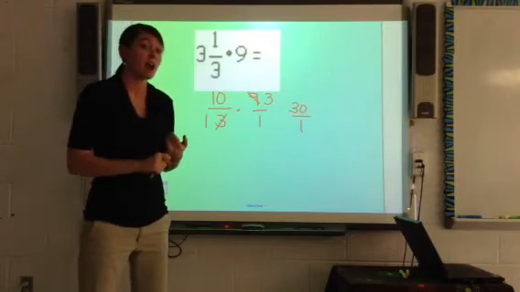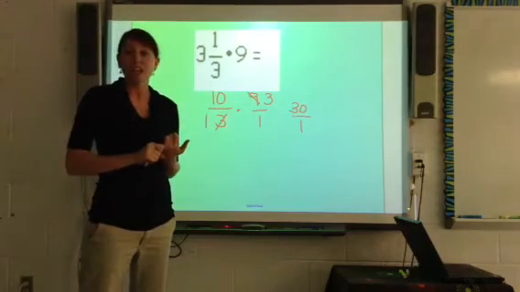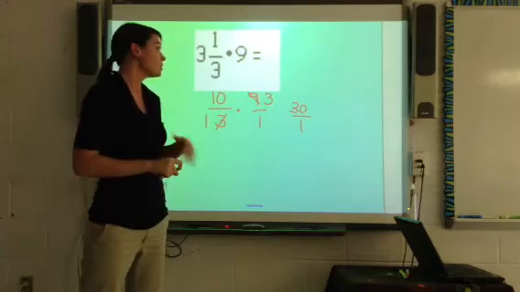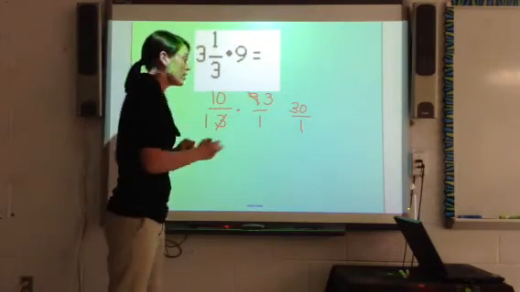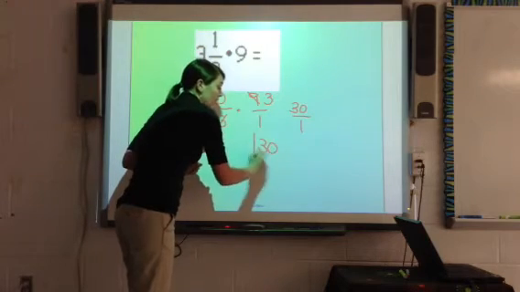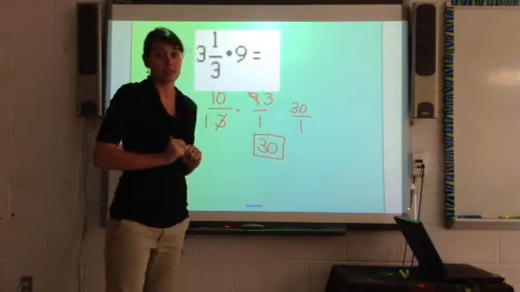I can simplify on this one because keep in mind a fraction is always just a division problem. So on this one, when I look, can I do 30 divided by 1? Since I can and I know the answer is 30, we're actually going to go ahead and divide that out and we get 30 as our answer.